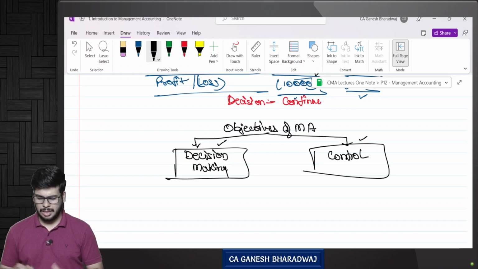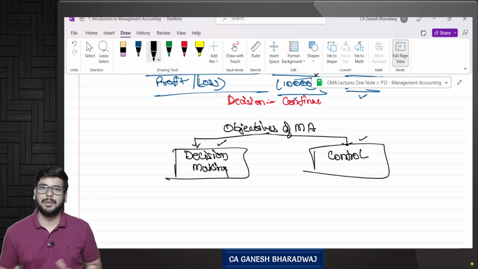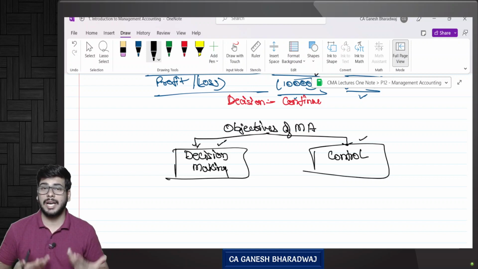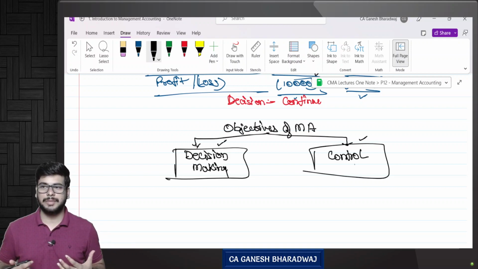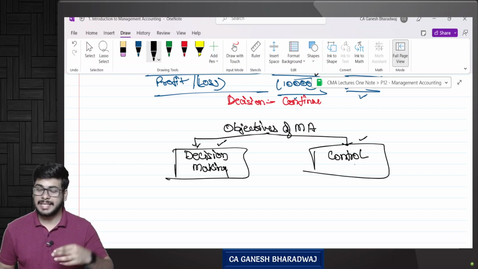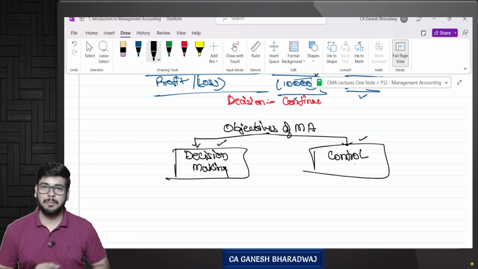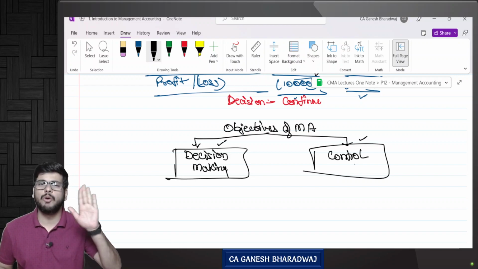Fine. So now, sir, how does it help in decision making? I told you right now, with this example, we saw how it helps the management in taking a decision. Correct? Control. What do you mean by control? Having control over something means you are knowing the state of affairs of a business and you are ensuring that everything is happening based on a target. There is a chapter called budgets and budgetary control that we will be seeing. I'm just giving you a broad overview of that.